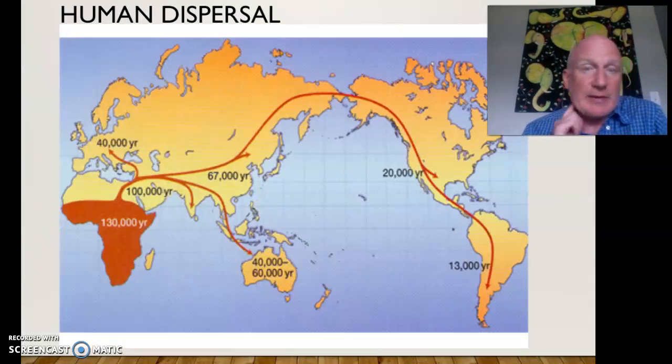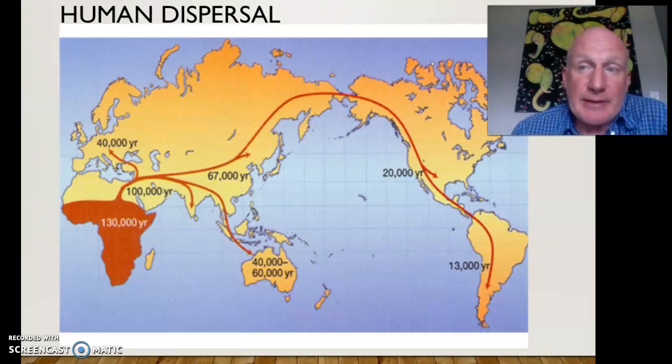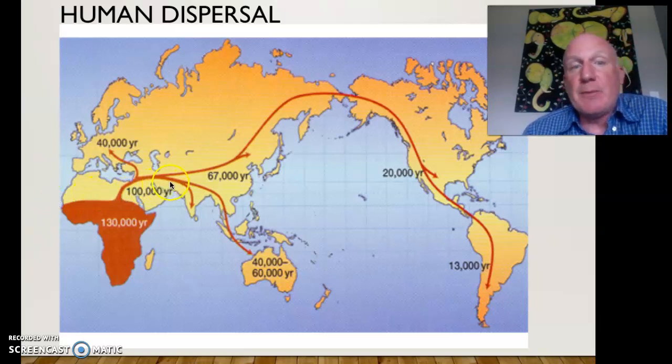And as these continents began to drift apart, around 130,000 years ago, humans began to disperse out of Africa, the first humans, and began to populate the rest of the world. So yes, folks, the possibility is that your distant ancestors were African. So in essence, we're all African. But around 100,000 years ago, they began to populate the Middle East, and then they moved eastward instead of northward. Why? It's colder up north. So they were going to stick to climates that they were more familiar with.